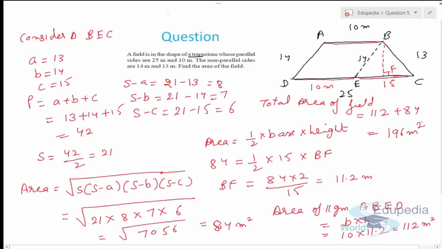So this is how we can use the application and formula of Heron's formula to solve different types of questions, and we can use any other application to solve various other types of questions.